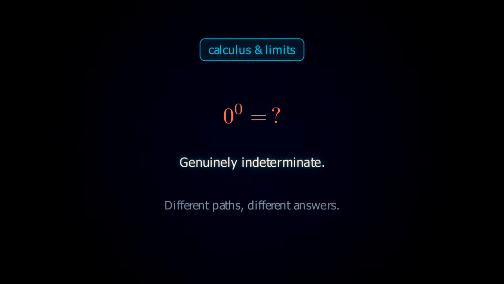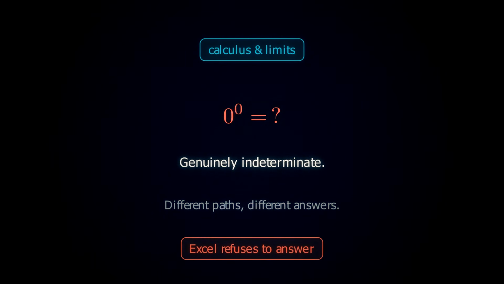In the world of calculus and limits, the moving continuous side of mathematics, 0 to the 0 is genuinely indeterminate. Different paths toward the same point give different answers: 1, 0, or anything in between. That is exactly why Excel and some calculators refuse to answer. They are not broken. They are protecting you from assuming a limit behaves one way when it might not.